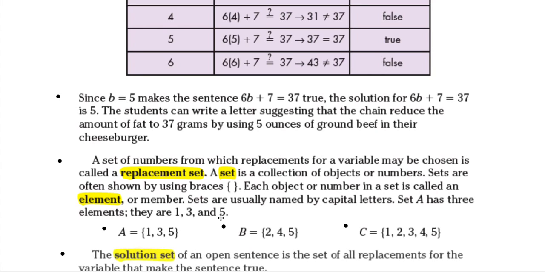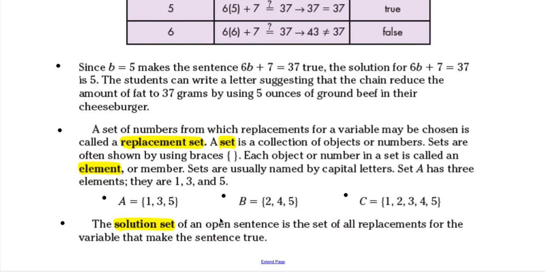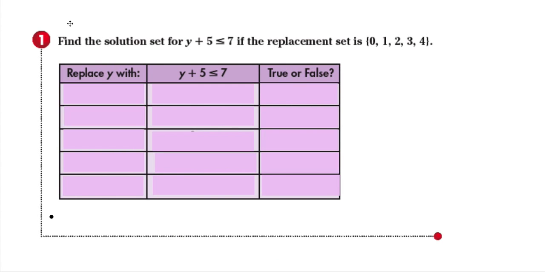The solution set of an open sentence is the set of all replacements for the variable that make the sentence true. These are all called replacement sets, because they replace the value of the variable. If any of these elements make the equation true, then they are called your solution. It is called the solution set. Let's take a look at example 1 to see what this means.